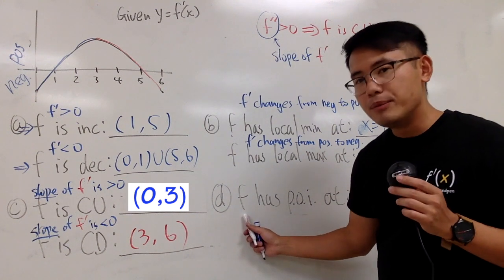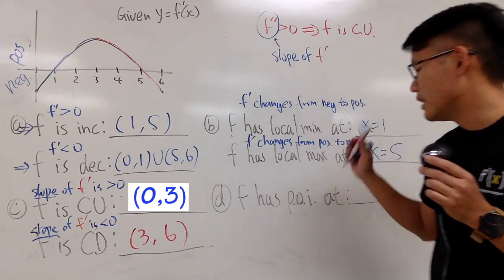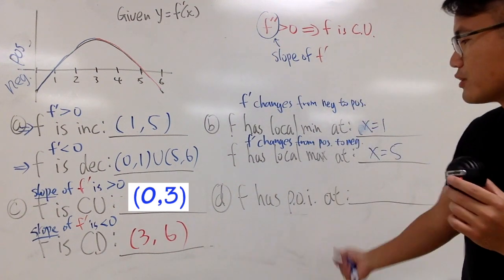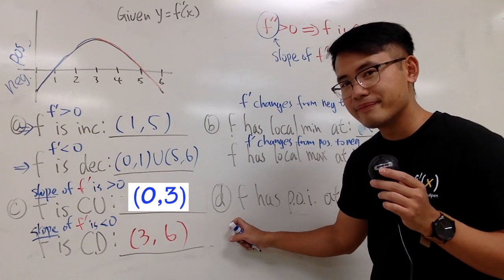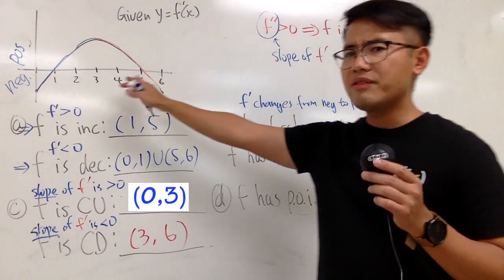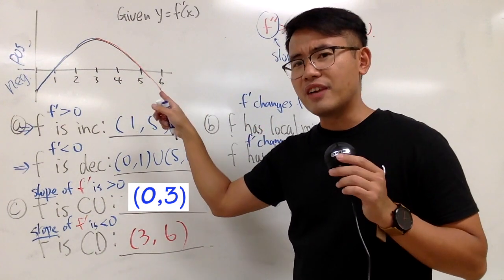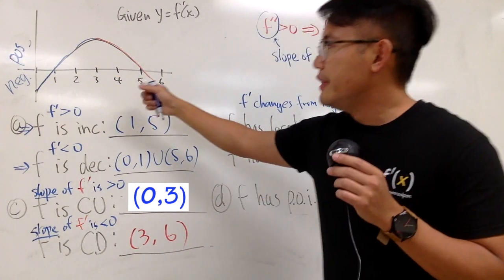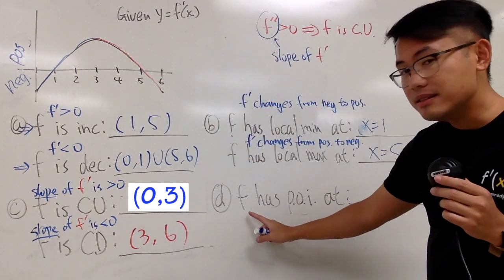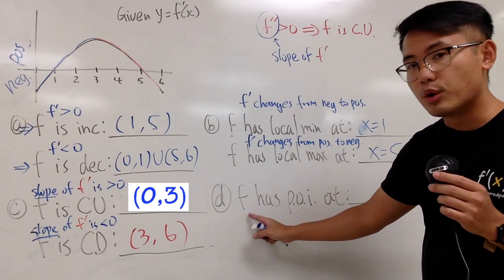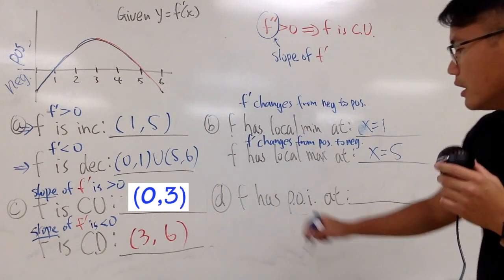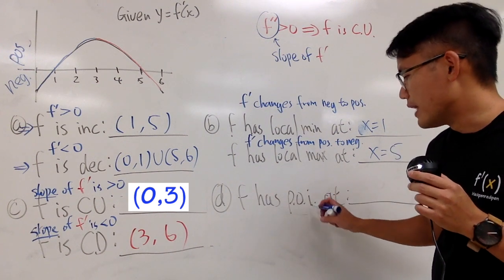Lastly, I'm looking for f has a point of inflection. Where do we have a point of inflection of the original function f? Once again, this is a really common mistake because people just look at the graph and it seems like it's always concave down. But remember, this right here is the graph of the derivative. But our question is asking us about the original. So we have to utilize the idea again, all right? So f has a point of inflection.